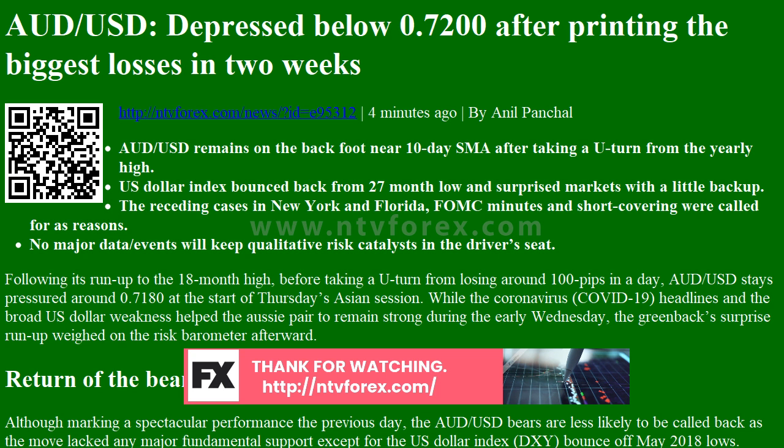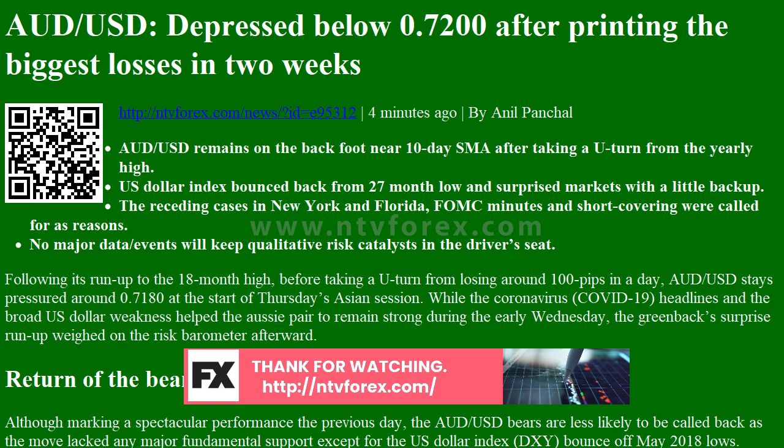Additional important levels overview: today last price 0.7183, today daily change 60 pips, today daily change percent 0.83%, today daily open 0.7243. Trends: daily SMA 20 0.7164, daily SMA 50 0.7024, daily SMA 100 0.6755, daily SMA 200 0.6716.